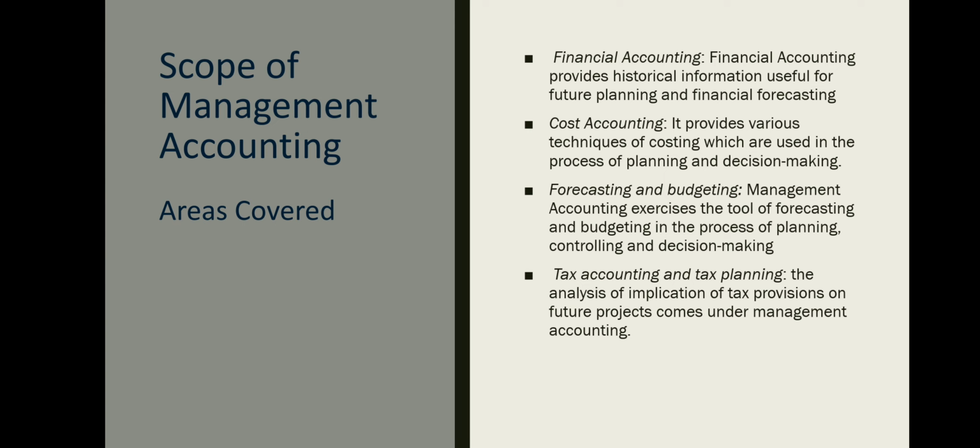Forecasting means to predict the future, and budgeting is the process of making the budgets in the organization. Every department has to make a budget. After that, a master budget is prepared in the organization. So management accounting exercises the tool of forecasting and budgeting in the process of planning, controlling and decision making. It helps in making different plans, to control, and in decision making. So it is also an important area which is covered by management accounting.